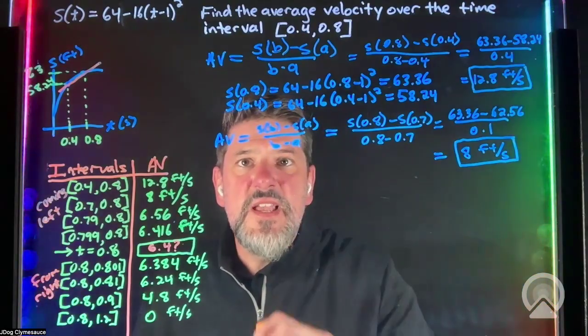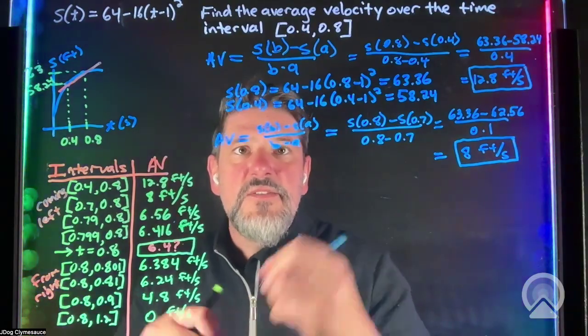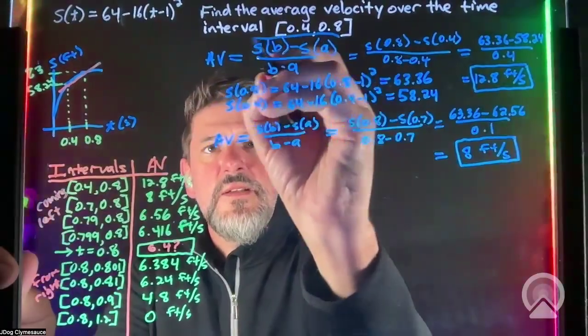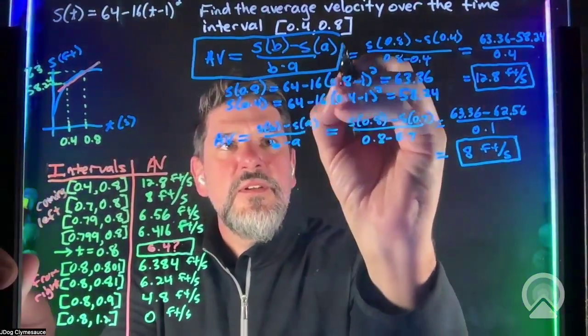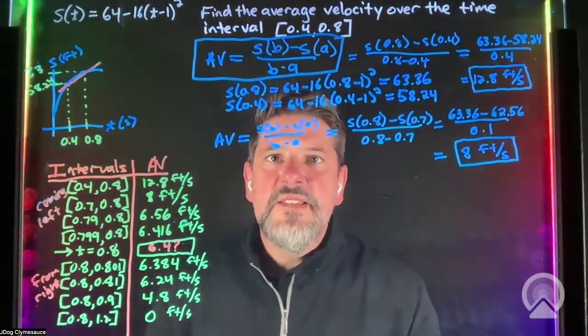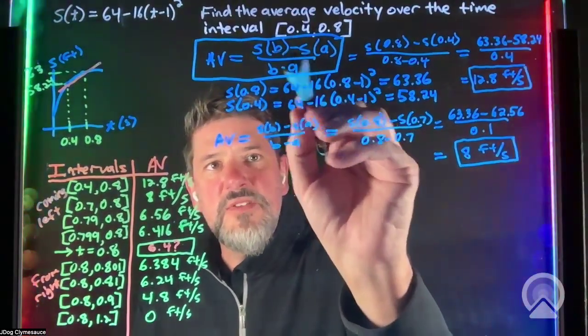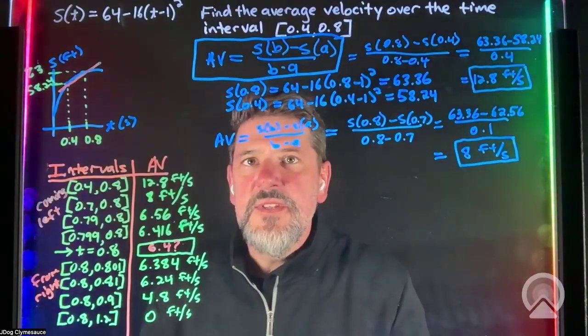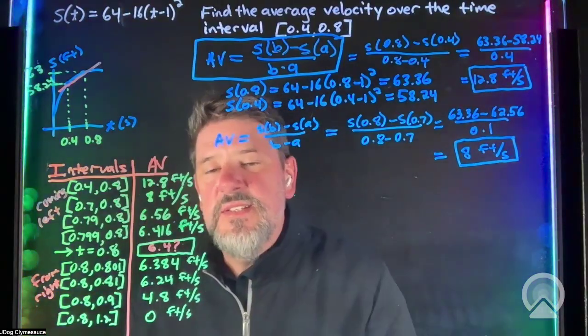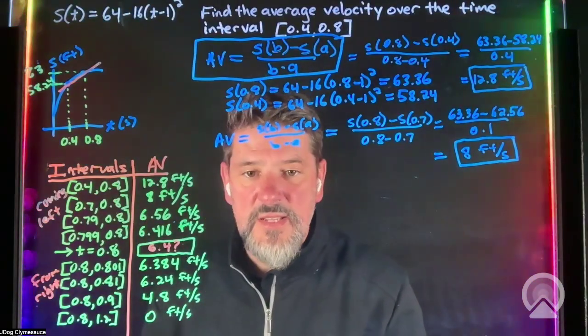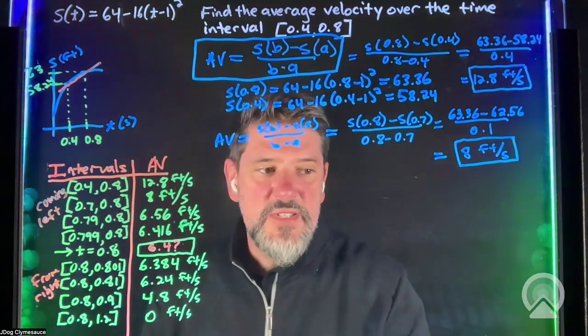But this is the process and how you do it. And this is the formula defining an average velocity with a position function. It is S of B minus S of A over B minus A. It is rise over run, changing your Y values over changing your X values. And so the average velocity is the slope of the line that connects 2 points on the position function.